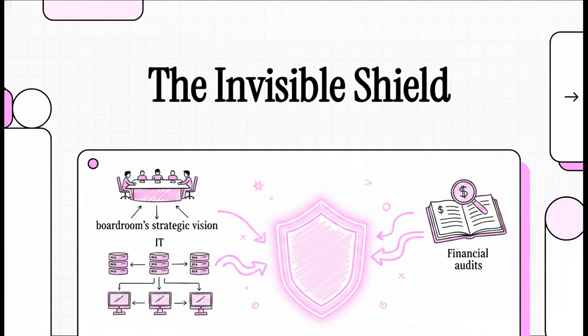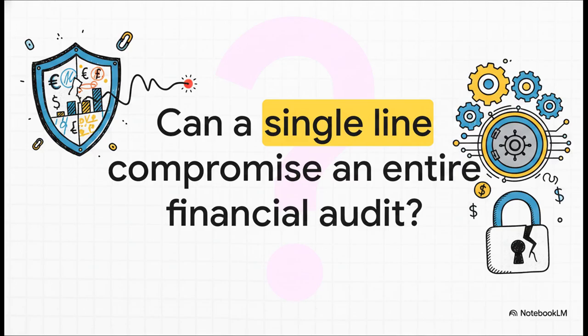All right, let's jump right into this explainer. Today, we're going to demystify how a boardroom's high-level strategic vision literally dictates the ground-level IT controls that protect financial audits. It's a genuinely fascinating chain of command, and understanding it is absolutely critical for anyone dealing with governance, risk, or auditing today. So think about this for a second.